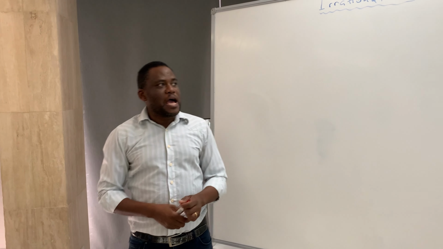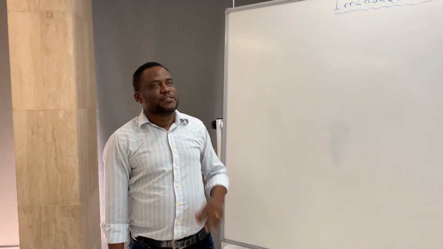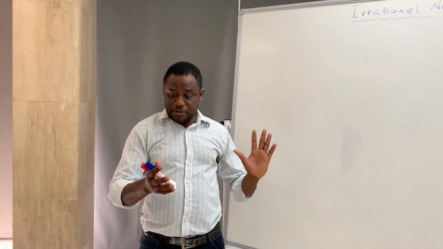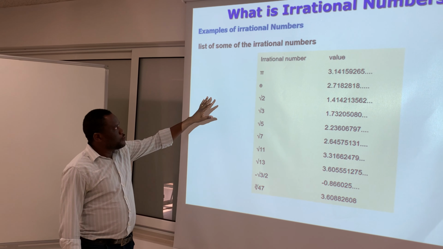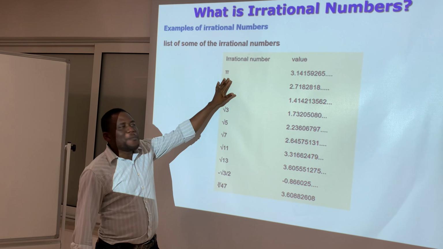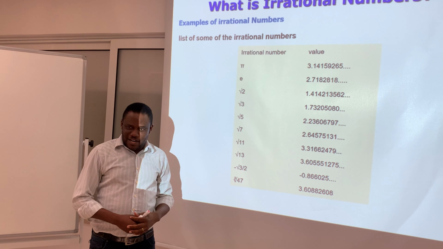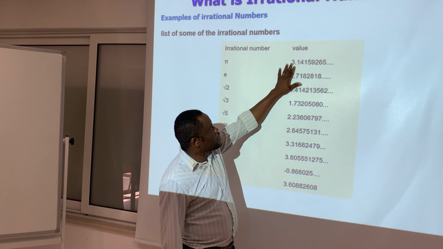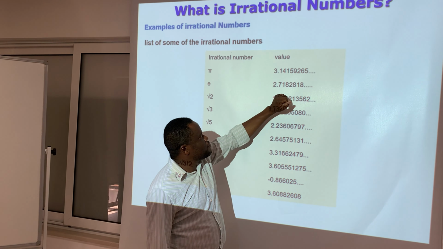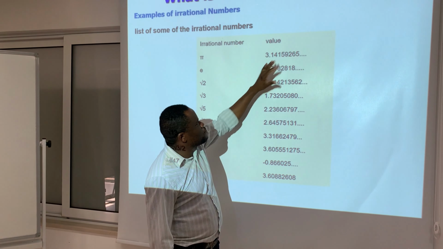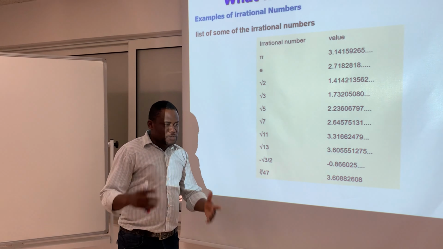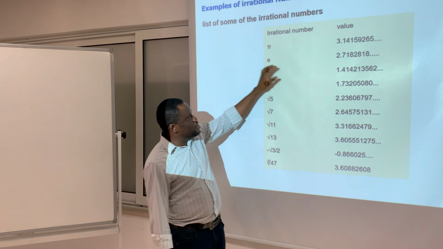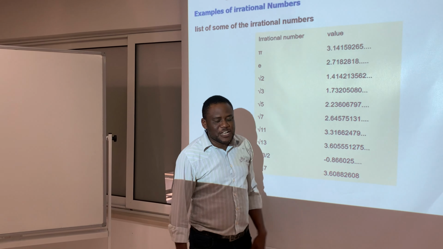Now, what are examples of irrational numbers? Let me give you a summary of examples. We have a lot of them. Some examples of irrational numbers: this is called pi. Pi is a Greek letter, P-I. Pi is approximately 3.1415. You can use 3.14. Yes, 3.14 approximately. Then there is the exponential number e, which is approximately 2.72.